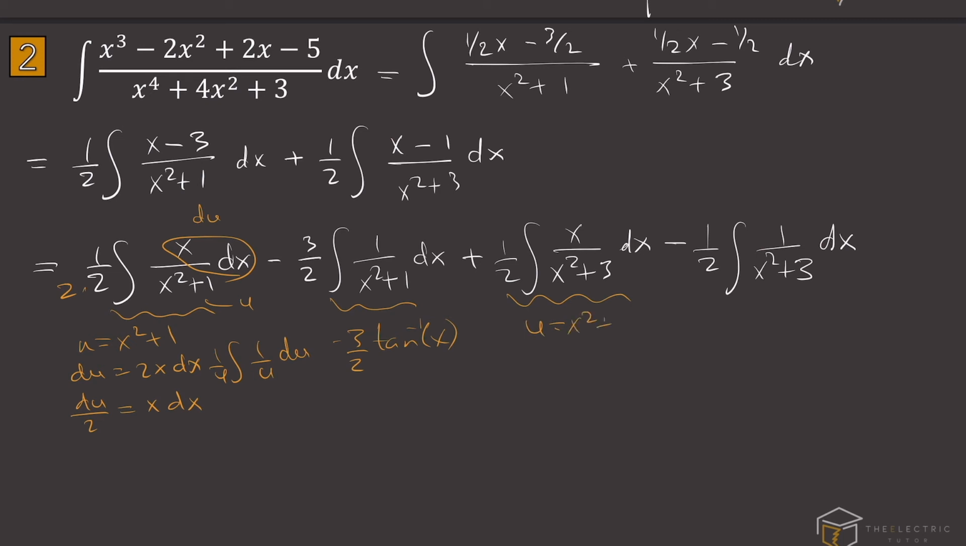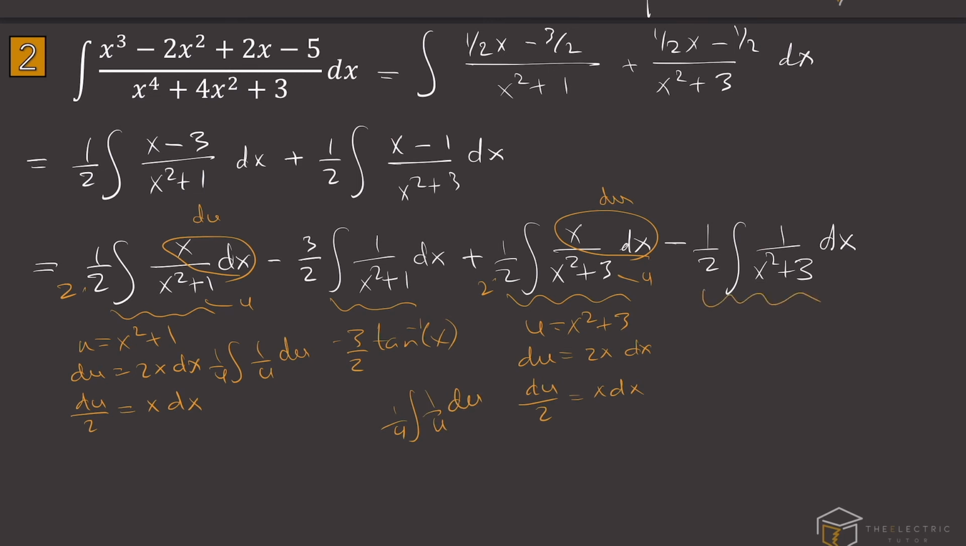Say x squared plus 3 equals u. And du has to be 2x dx once again, and du over 2 is x dx. So I use that once again to put my du over 2. This is u, and I have to multiply this 2 by another 2. So I'll get a positive 1/4 of the integral of 1 over u du.